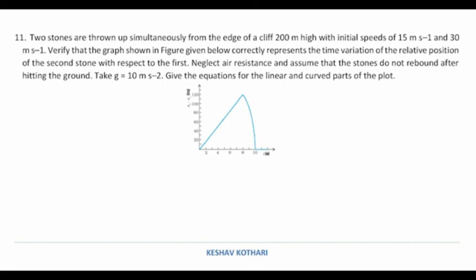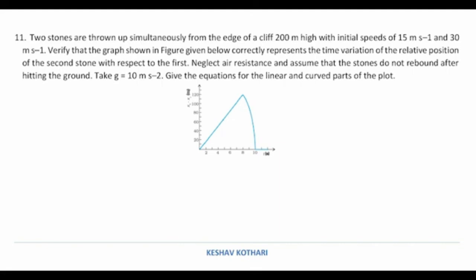We are considering g equals 10 meter per second square, and we have to give the equation for the linear and curved part of the plot. So for this particular question, let me first explain the situation, the way we will be solving this problem.